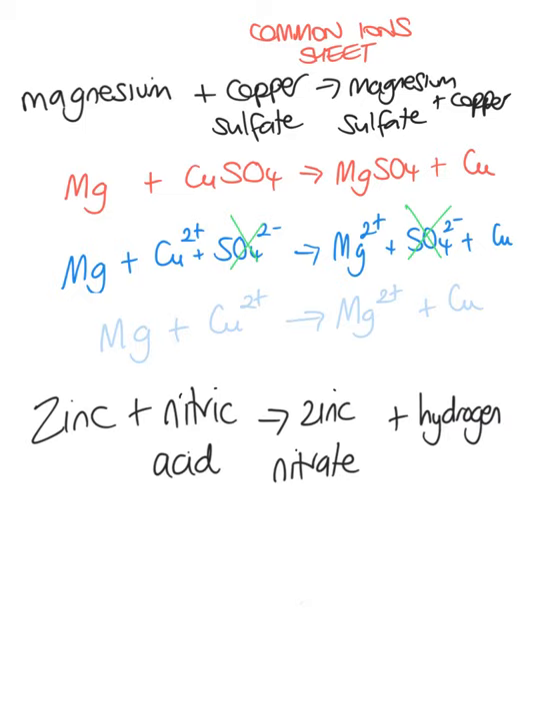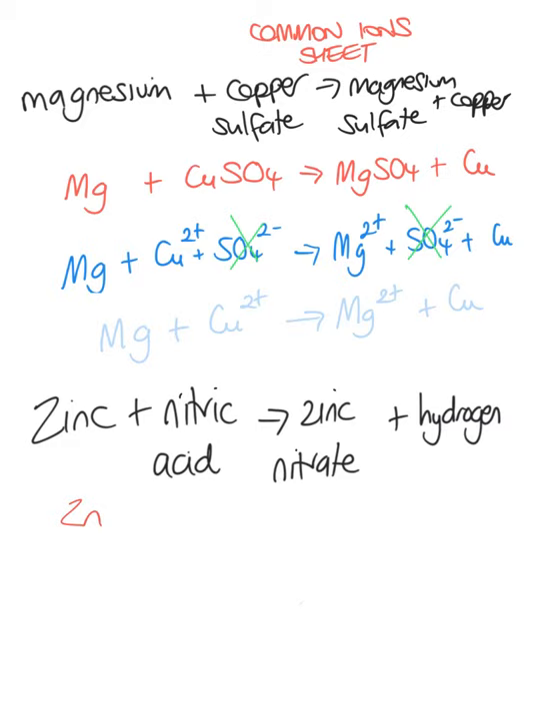Let's now look at the equation between zinc plus nitric acid gives you zinc nitrate plus hydrogen. So this is a salt reaction. We're adding a metal and an acid to give us a salt plus hydrogen, like I quickly explained on the previous slide. So again, we will go through and we will do in red the balanced symbol equation to start off with.